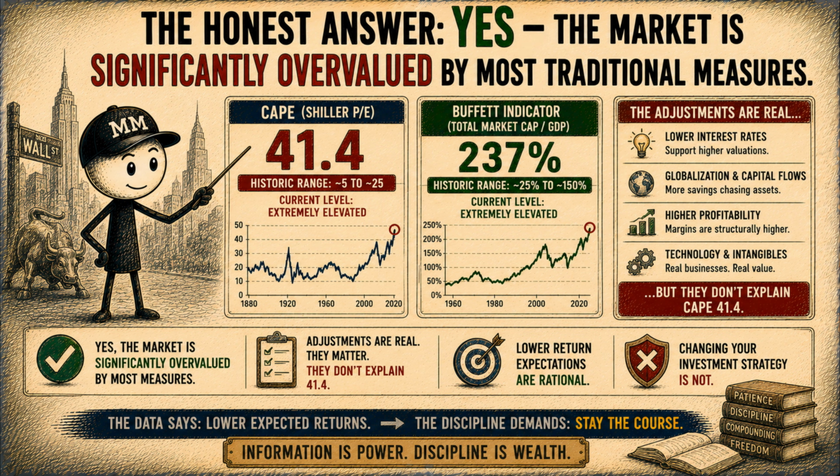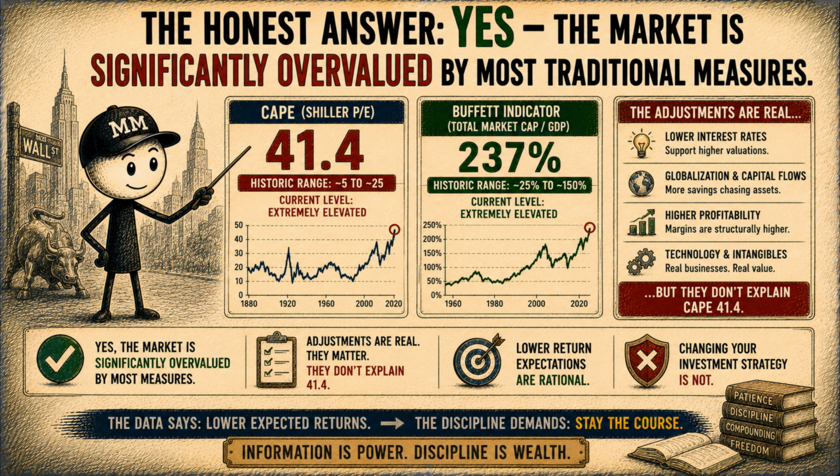Let's come back to where we started. Is the market overvalued right now? The honest answer? By most measures, yes. Significantly. The Shiller CAPE at 41.4 is the second highest reading in market history, exceeded only by the dot-com peak of 44.2 in December 1999. The current CAPE is 77% above its long-term trend line and in the highest historical quintile.